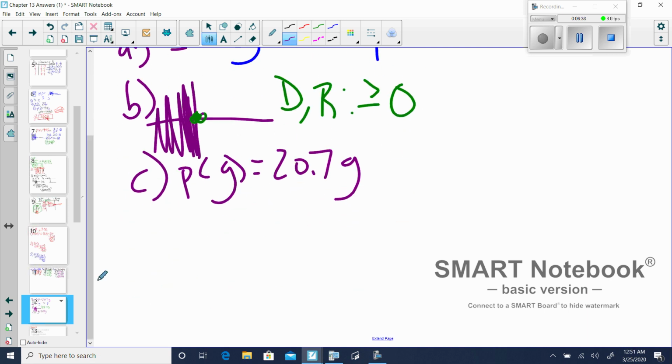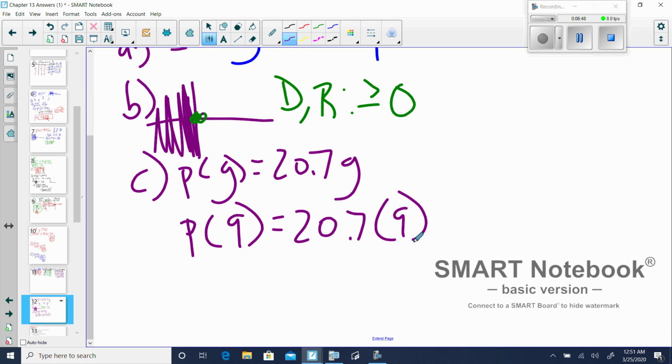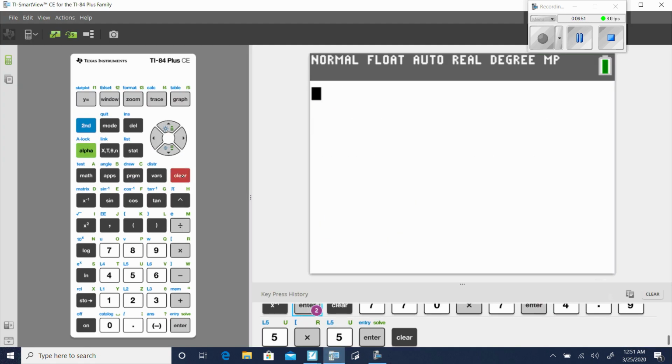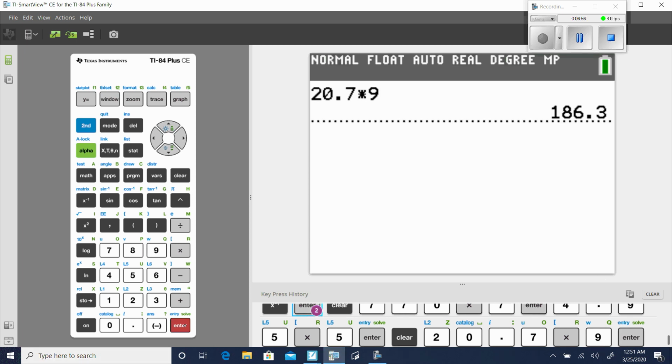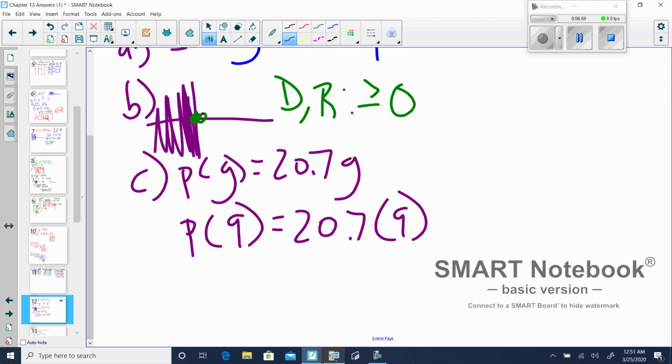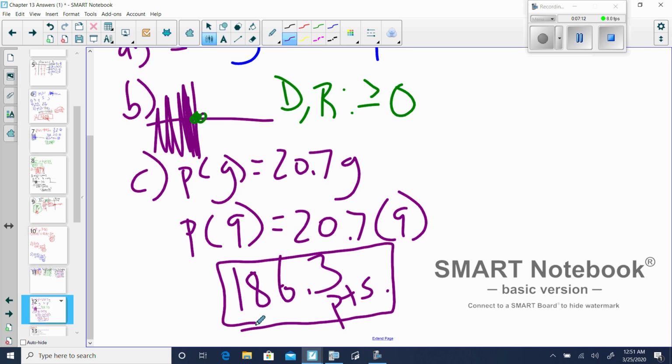Now they want us to figure out how many points he scored in 9 games. So that's 20.7 times 9. Come here to the calculator, clear this out. 20.7 times 9, 186.3. So 186.3 points in 9 games. Now, since it's approximately 20.7 points per game, that is approximate total points scored.